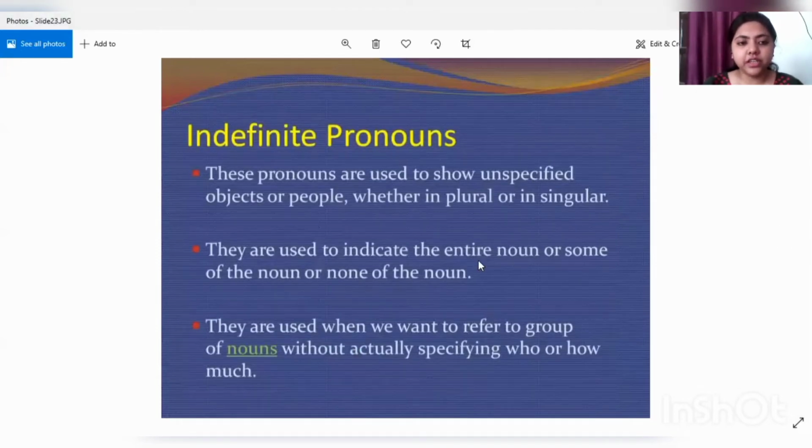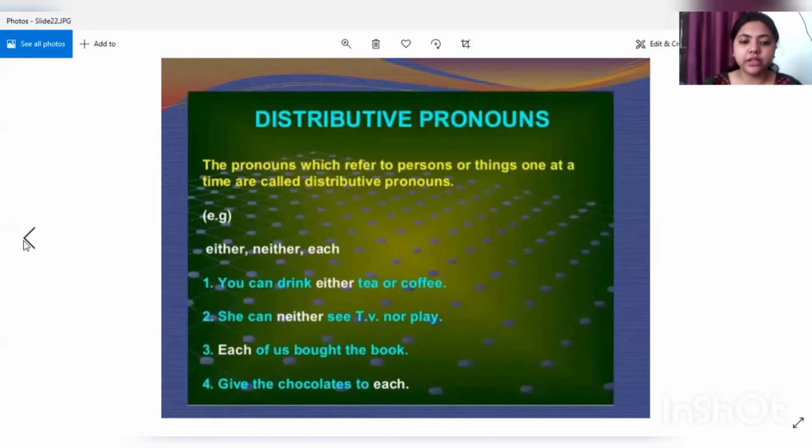Next is indefinite pronoun. What are indefinite pronouns? These pronouns are used to show unspecified objects or people, whether in plural or in singular. One important thing I would like to tell you over here is that distributive pronouns always take a singular verb. They are always followed by a singular verb.